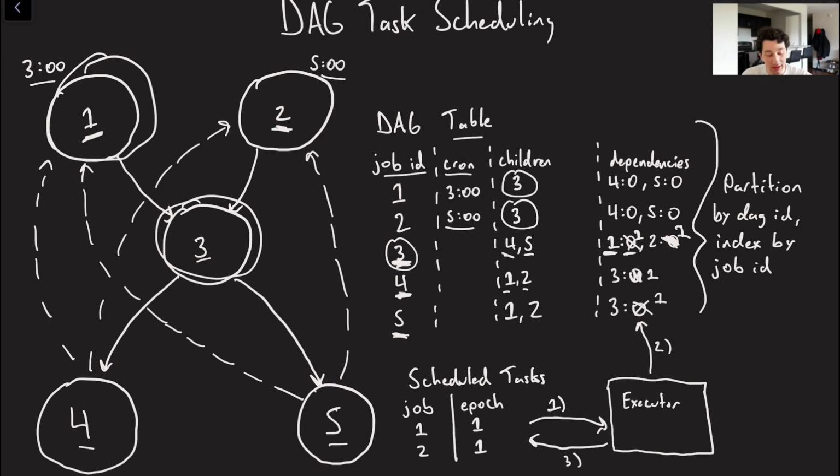And so by doing that, we can actually say that jobs 1 and 2 have dependencies of jobs 4 and 5. So that way I will only schedule jobs 1 and 2 over again once 4 and 5 have run successfully. So that way we're not running multiple iterations of the DAG at the same exact time. Cool, so hopefully that generally makes sense here.